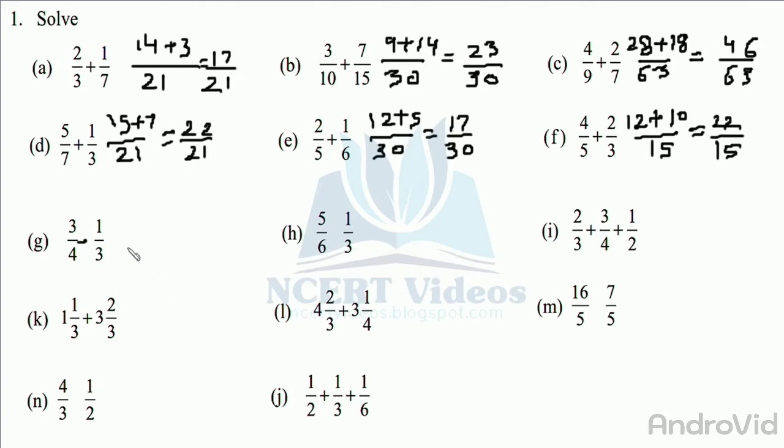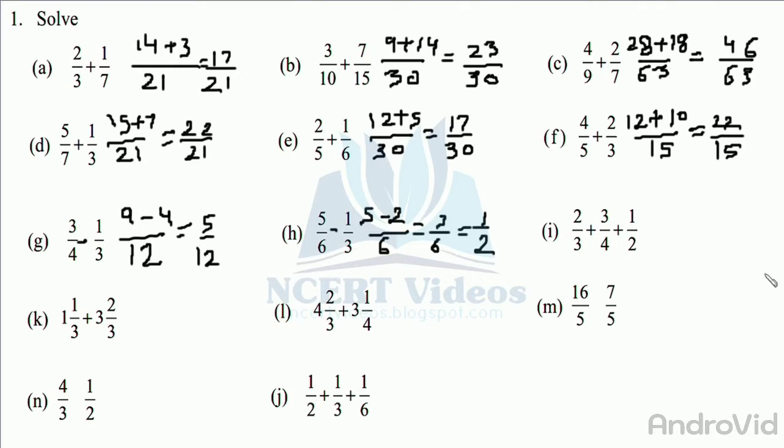Here it is minus. 4 3s are 12 as the LCM. 4 3s are 12, 3 3s are 9 plus 4 1s are 4, minus, because it's a subtraction case. So 5 over 12 would be your answer. Here again negative. 5 over 6 minus 2 over 6, so 3 over 6, reducible to half, or you also can say 0.5.